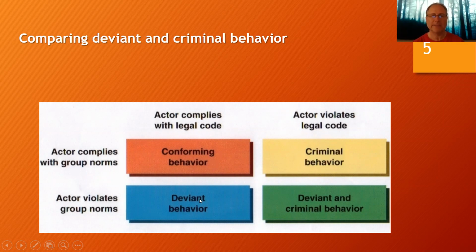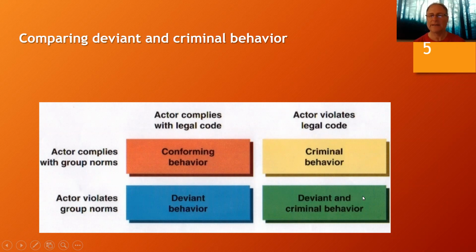Let's move to deviant behavior. Deviant behavior is when a person is not breaking the law, but they are violating some type of group norms. For example, your family may be very opposed to you getting tattoos. If you get tattoos, it is not against the law, but it may violate your family's norms.